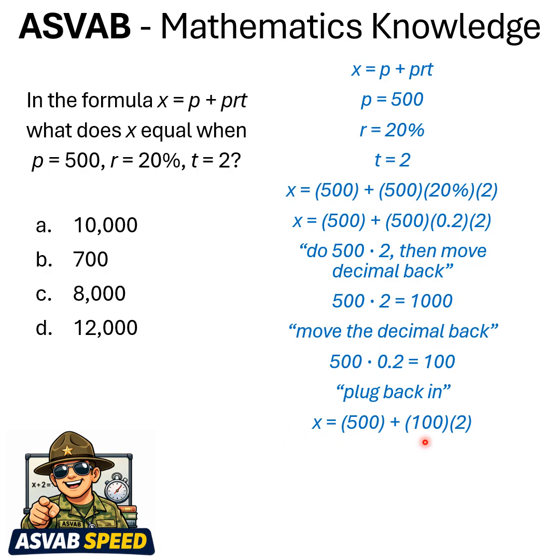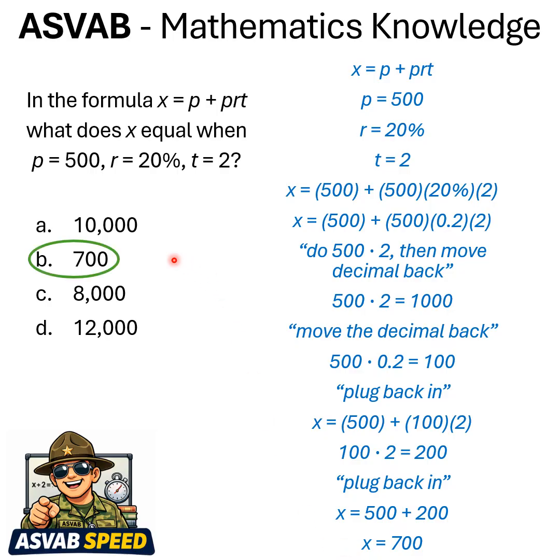X equals 500 plus 100 times 2. 100 times 2 is 200. Plug it back in. X equals 500 plus 200. 5 plus 2 is 7. Put the zeros back on for 700. B, 700 is your best answer.